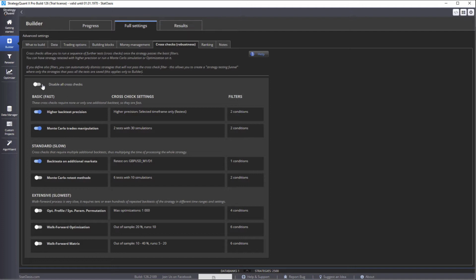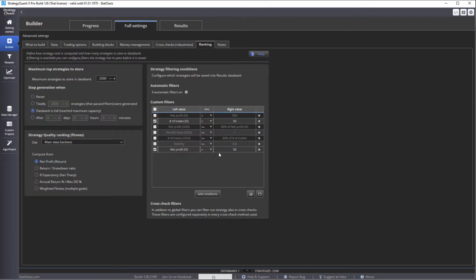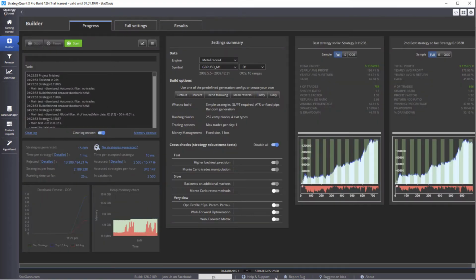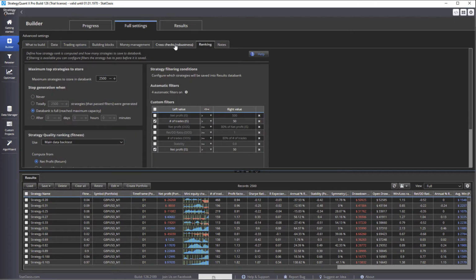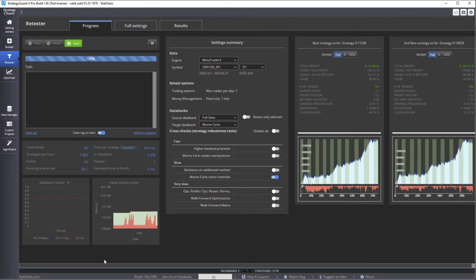I didn't do any cross checks, and the ranking was simple, based on net profit and number of trades. So out of that, I got 2,500 strategies, of course, which we set in the ranking. So here the databank needs to be full of 2,500 strategies. So once that's done, I moved all the strategies to the retester.